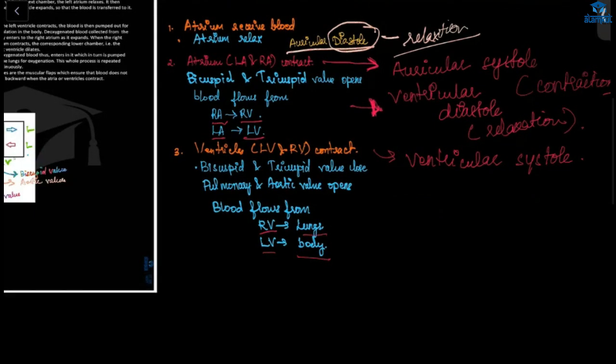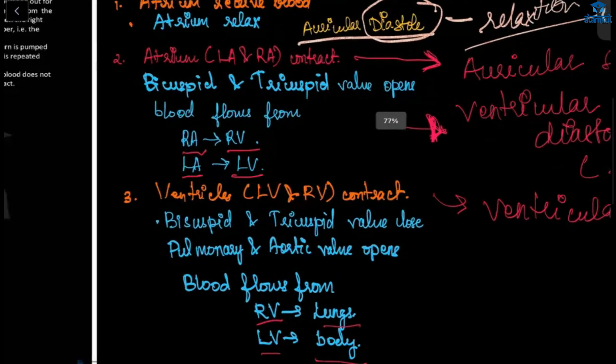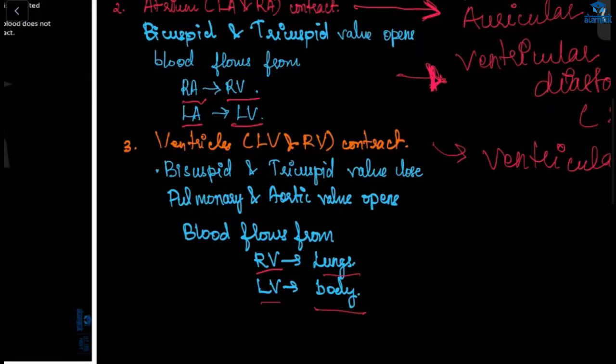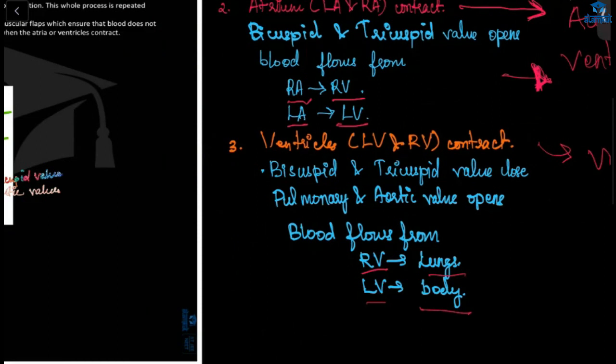So what is happening here? First, the atrium is in a relaxed state and the blood is coming inside. That condition is known as auricular diastole, relaxation. Next, after the blood comes in, the atrium will contract so the blood goes to the ventricle. The bicuspid valve and tricuspid valve will open. Got it? There will be blood flow from the right atrium to the right ventricle and from the left atrium to the left ventricle.